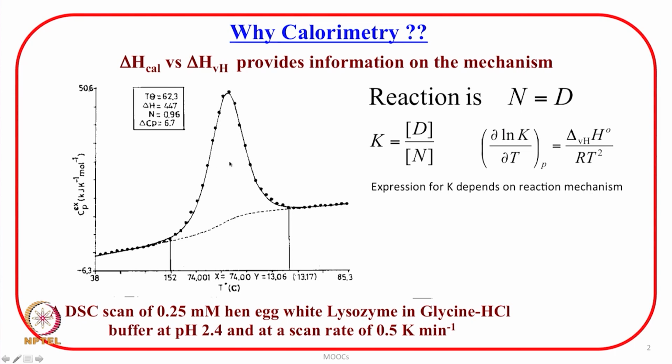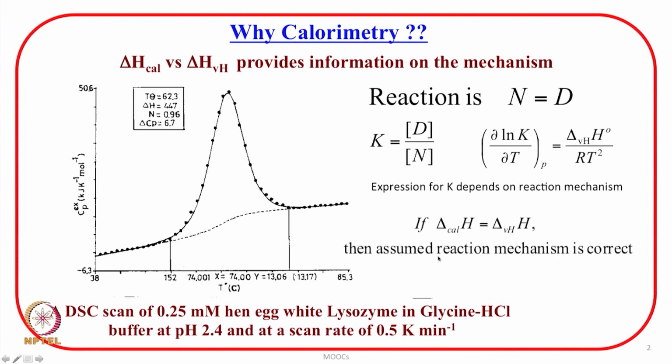And from the area under the curve, I can get calorimetric enthalpy. From the temperature dependence of K, I will get Van 't Hoff enthalpy, and if calorimetric enthalpy is equal to Van 't Hoff enthalpy, then the assumed reaction mechanism is correct. Let me emphasize on this, why I am saying this. Calorimetric enthalpy one can determine from the area under the curve.